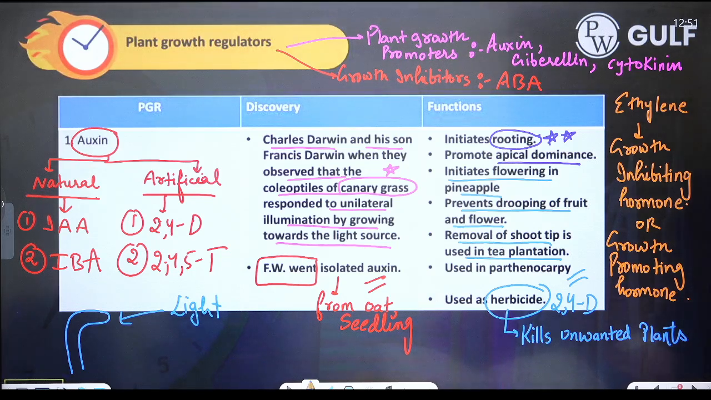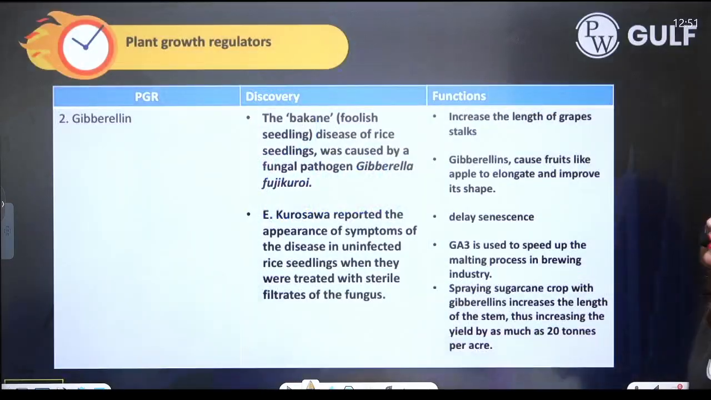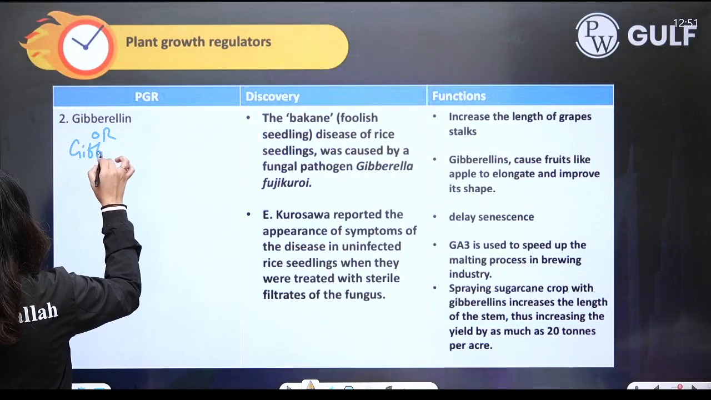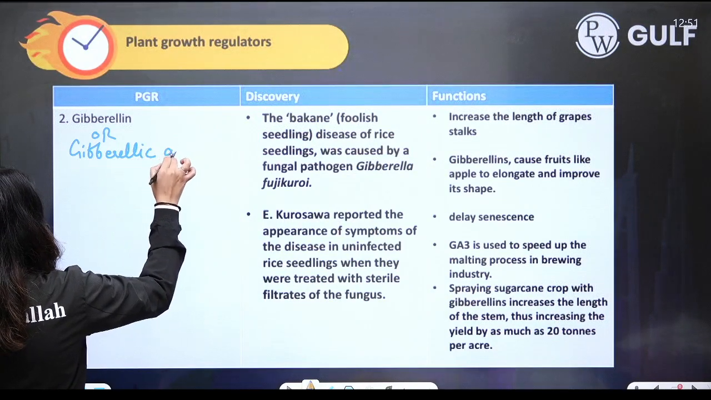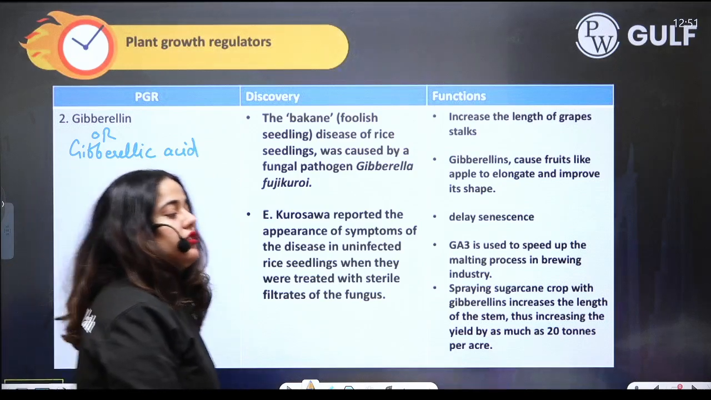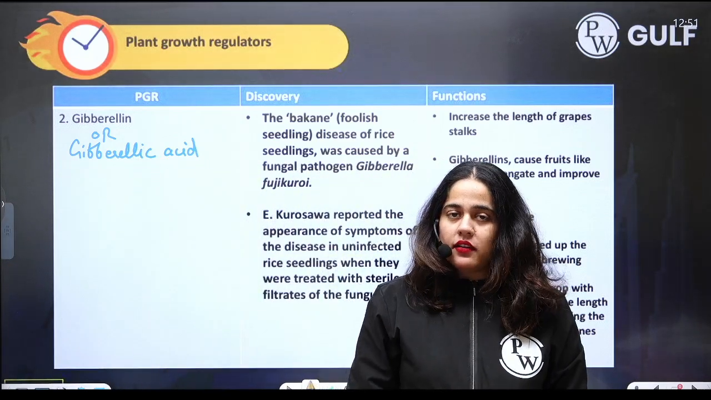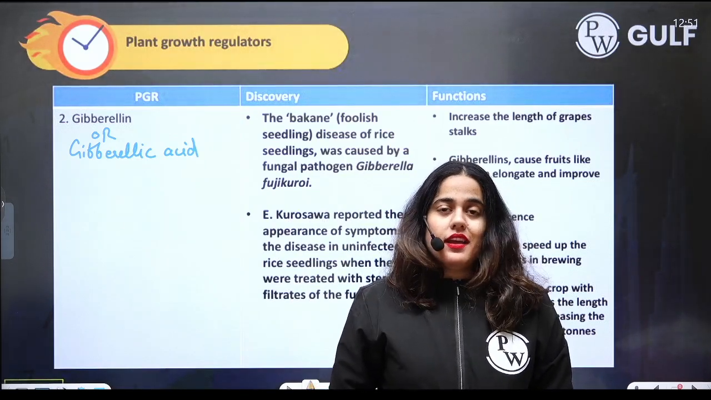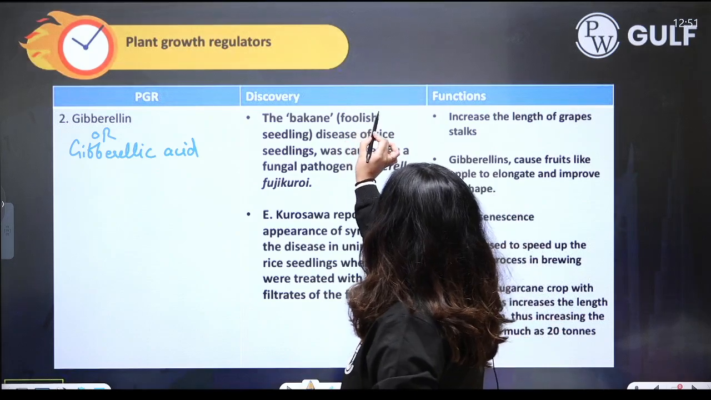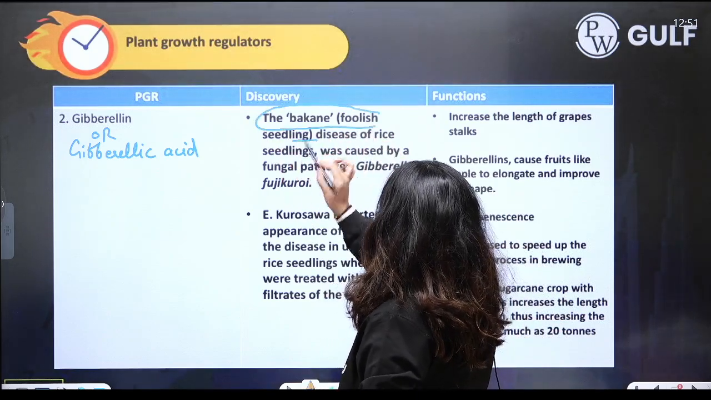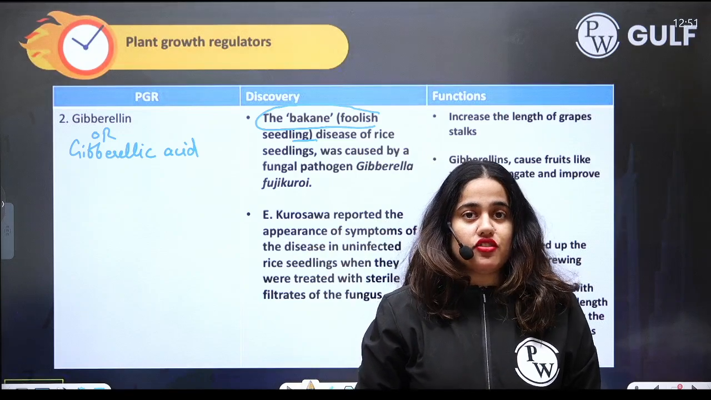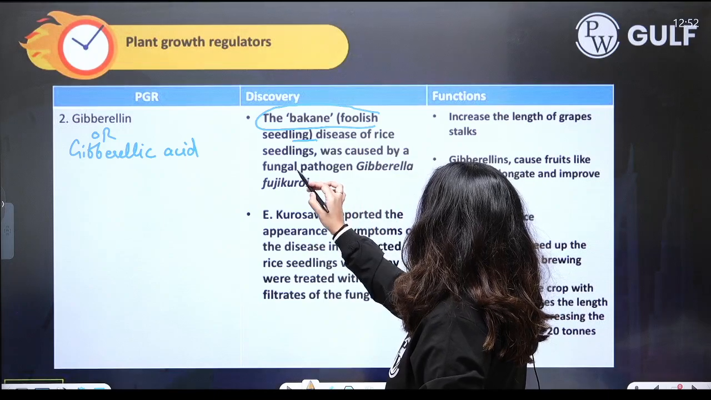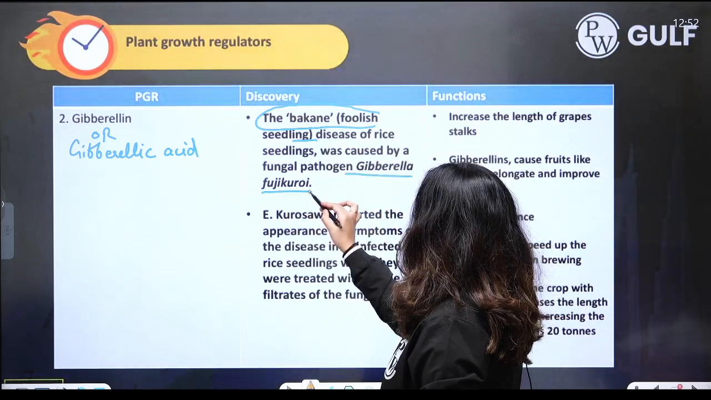Okay, next is gibberellin, which is also known as gibberellic acid. So what happened is, in Japan, some farmer observed that the rice plant grew excessively tall, right? So they called it bakanae or foolish seedling disease. Later on, some pathologists came and they found that this disease was caused by a fungus known as Gibberella fujikuroi.